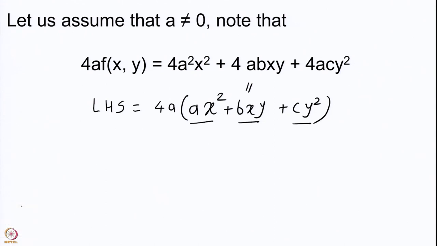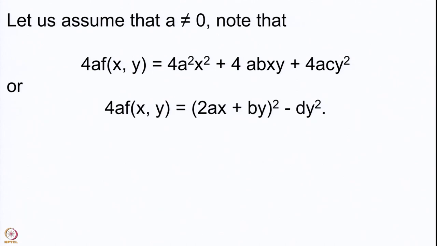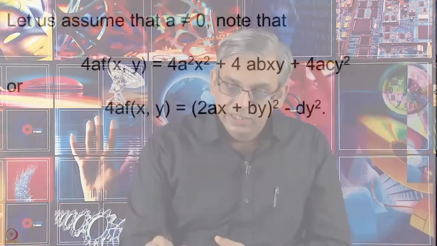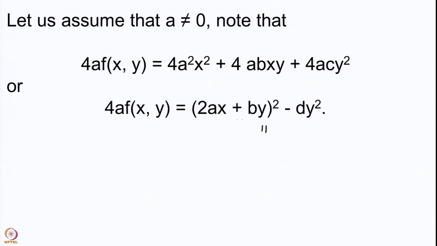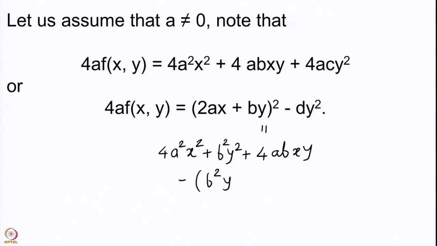Next thing that we observe from this is that this can be written as 2ax plus by whole square minus d y square. Let us write this thing down. Let us expand this whole square, that would give you 4a square x square plus you get b square y square from that squaring of the second term, and now you need to multiply both the terms and multiply by 2. That will give you 4ab xy, and now here we have minus d. Remember, d is b square minus 4ac.